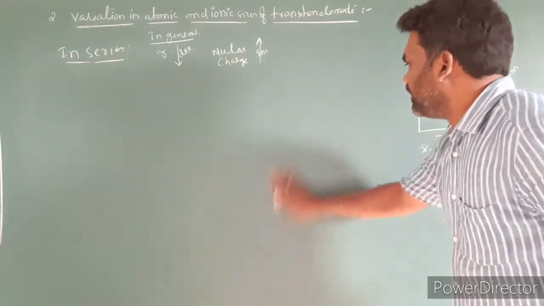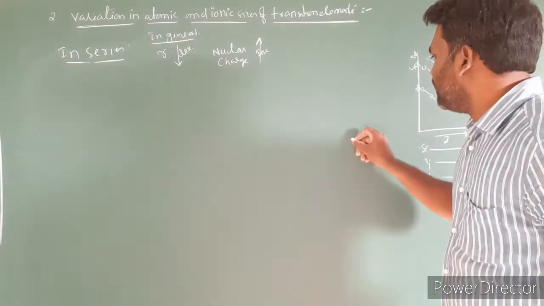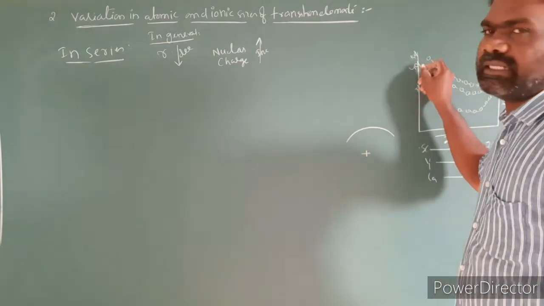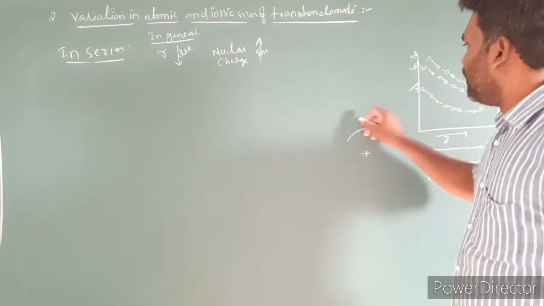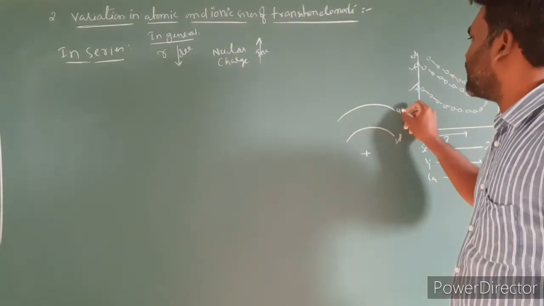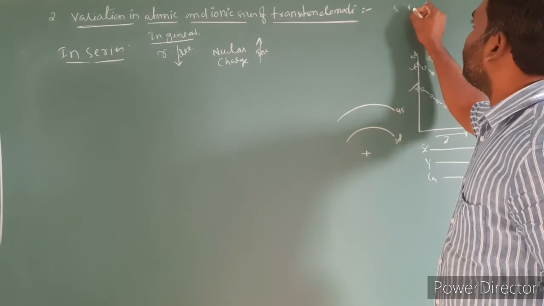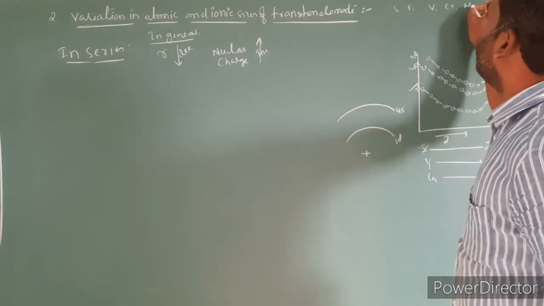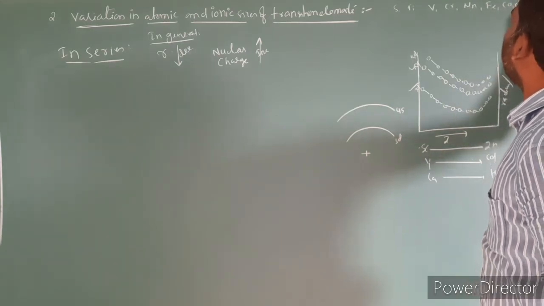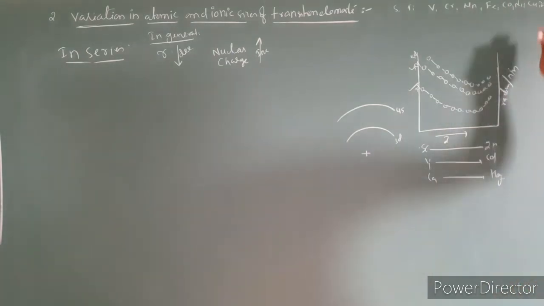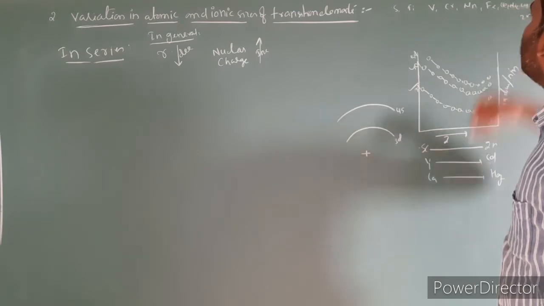Let's understand by taking an example. This is the nucleus of an atom. For understanding, I'm taking the 3d series. This is the 3d orbital, and outermost we have one more orbital, the 4s energy level. First I'm taking scandium. Next we have titanium, vanadium, chromium, manganese, iron, cobalt, nickel, copper and zinc. These are the elements present in the series.